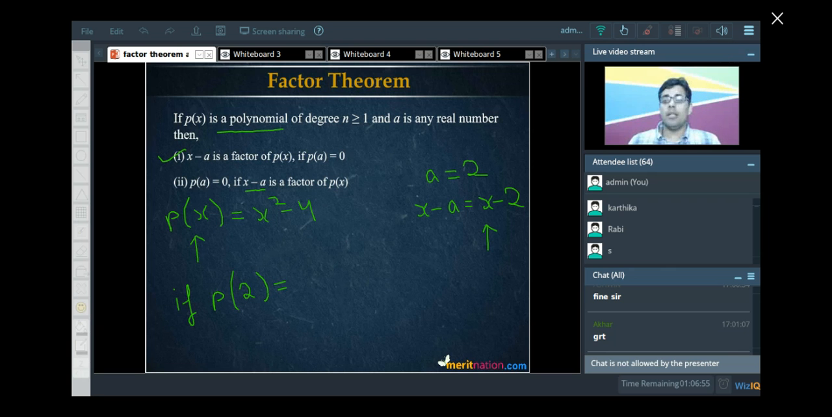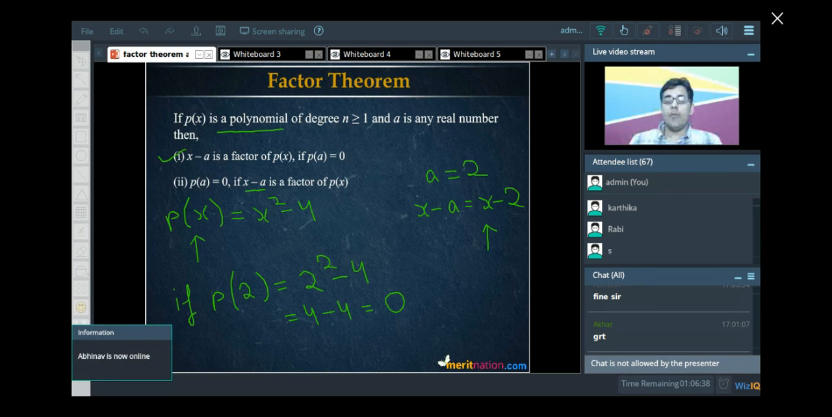So p(2), by substituting the value of x as 2, becomes 2 square minus 4. It is coming as 0. So by substituting the value of x as 2 in the polynomial p(x), p(2) is becoming 0 here. Therefore we can say x minus 2 is a factor of this polynomial p(x).